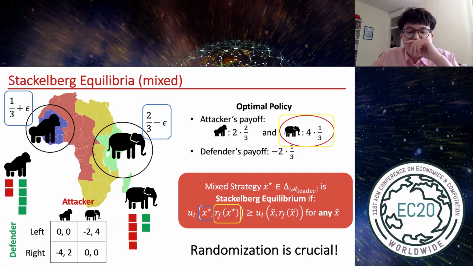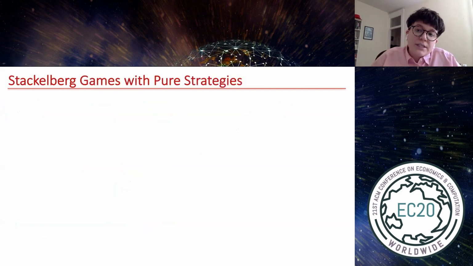Okay, and one last point that I'd like to make here is that randomization was crucial. So not having your strategies be, I will deploy 100% of all of my resources to the gorillas or all of my resources to the elephants, was crucial so as not to have the attacker deterministically always attacking the other species. Okay. But let's see an example where actually pure strategies in Stackelberg games are important, and they are the only meaningful modeling of such settings.